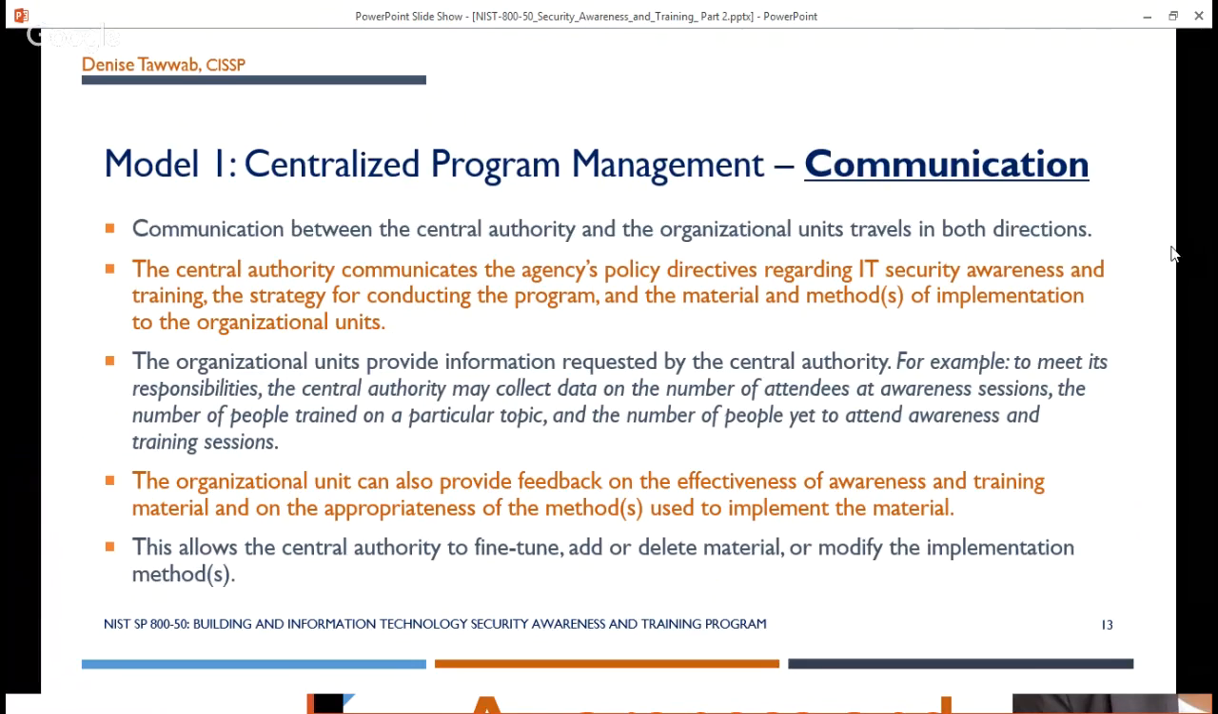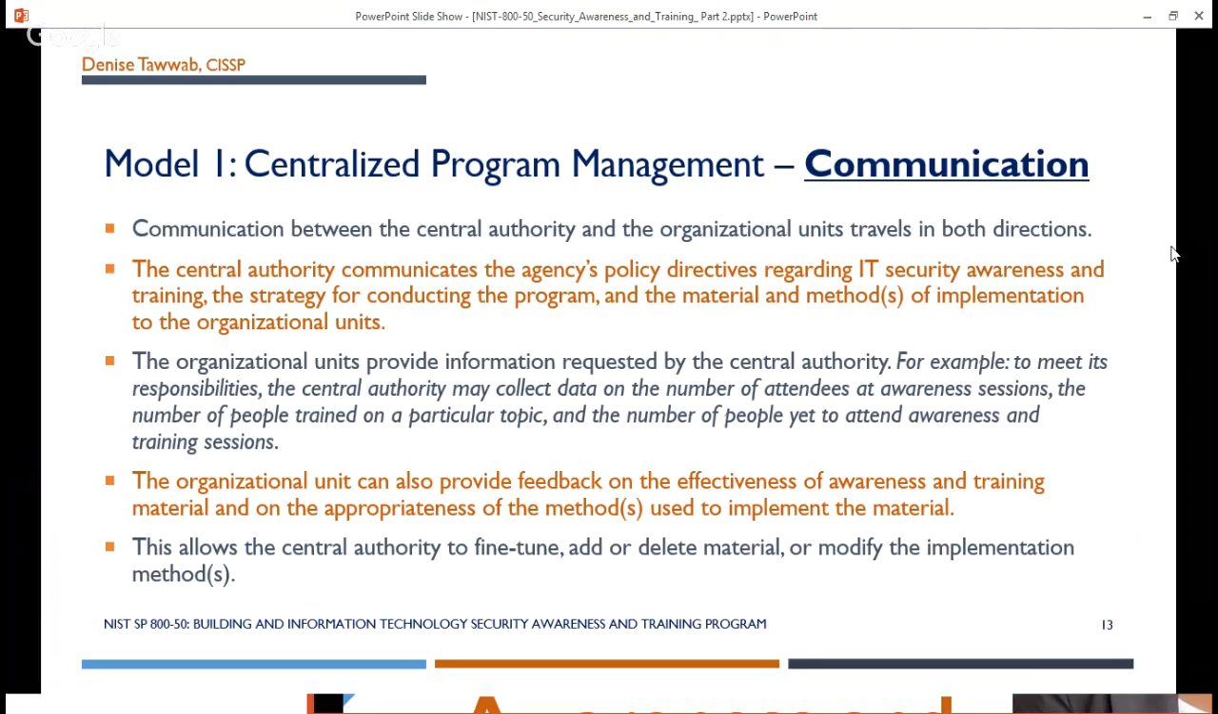Communication flows in this model this way. Communication between the central authority and the business units travels in both directions. The central authority communicates the agency's policy directives regarding IT security awareness and training, communicates the strategy for conducting the program, and the material and methods of implementing this training to the business units.